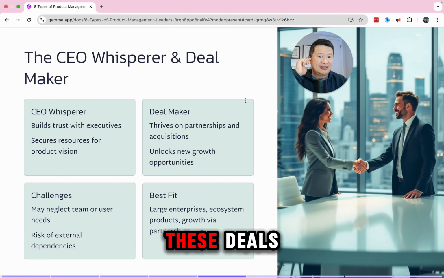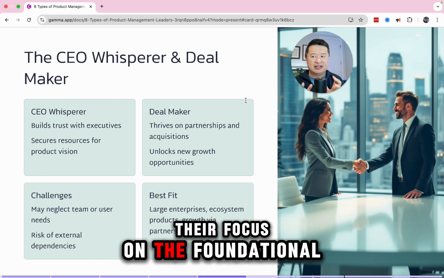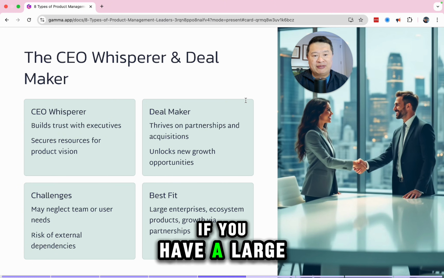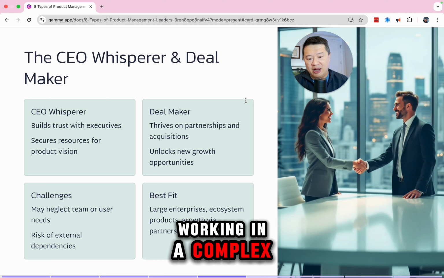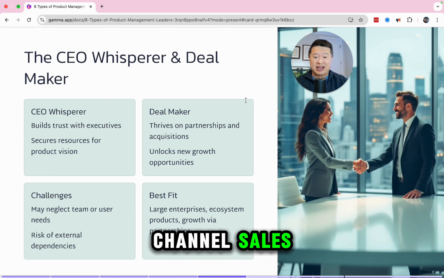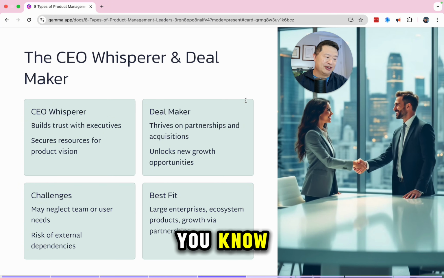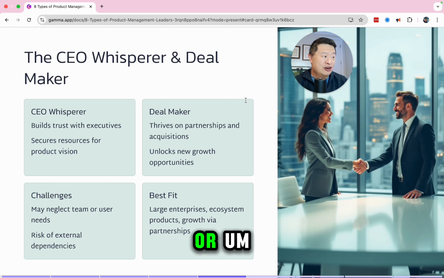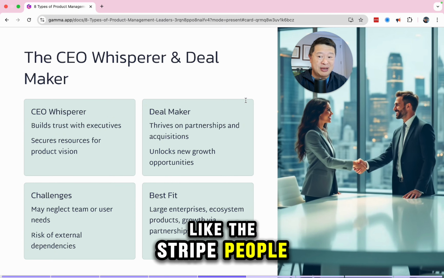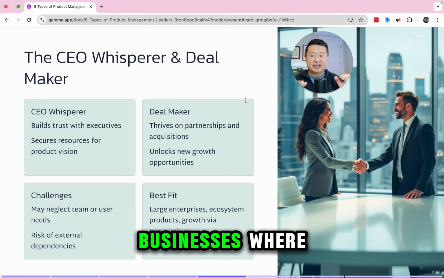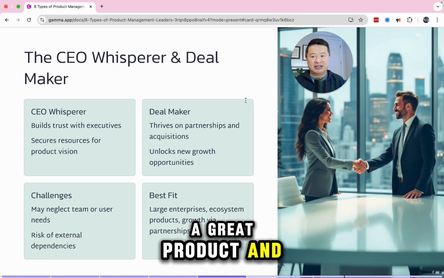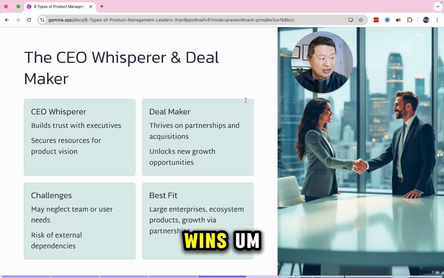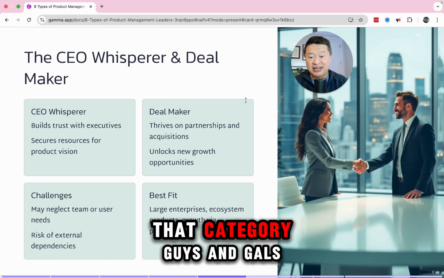They might depend on these deals so much that the foundational core offering and value prop may not get as much attention. If you have a large enterprise business working in a complex, important ecosystem with channel sales and key strategic partnerships, like the early Android leadership, or early AWS folks, or maybe even the Stripe people. These are really important businesses where you cannot just build a great product and have product-led success. You really do have to build partnerships, and those partnerships have to result in big wins. Maybe even the OpenAI guys I might put in that category.